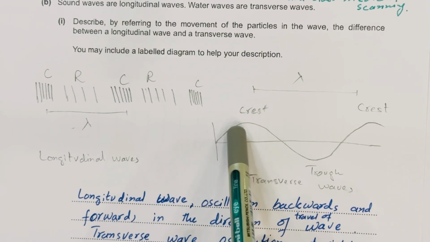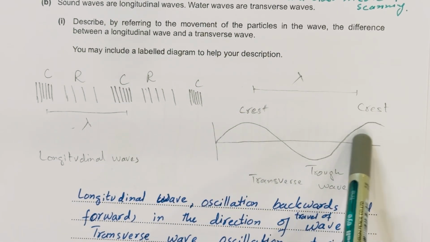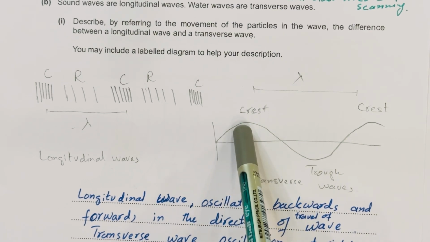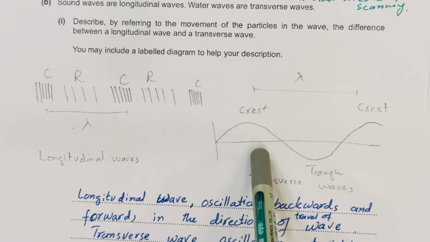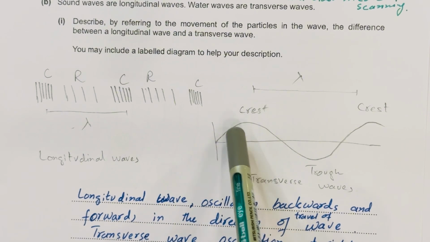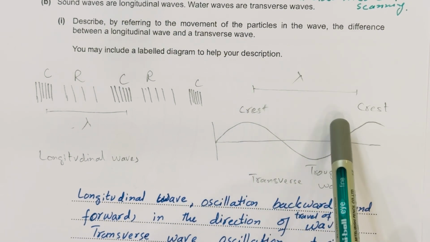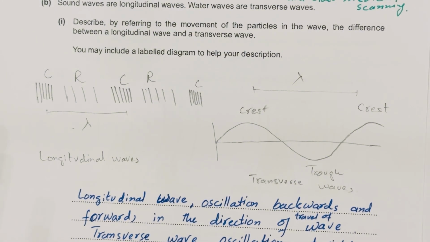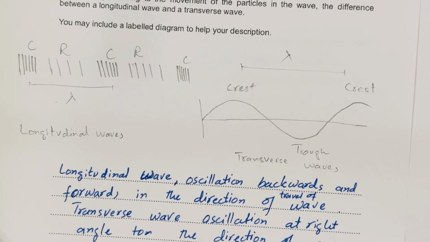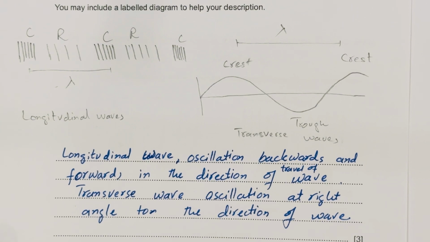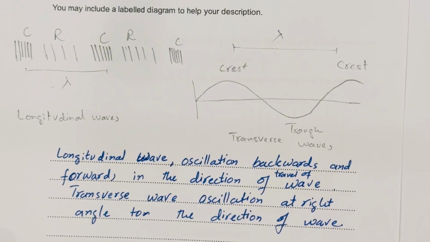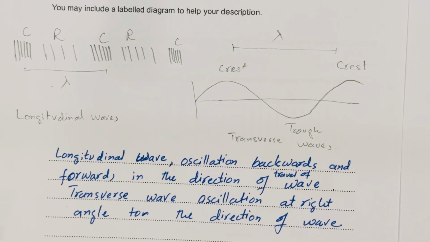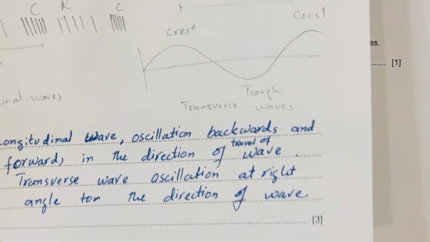And for transverse waves, they form crest and trough. Crest is the highest point from the mean position, trough is the lowest point from the mean position, and the distance between them is called amplitude. Between two consecutive crests, it is called lambda, that is equal to wavelength. So now you can define longitudinal waves: oscillation backward and forward in the direction of travel of the wave. Transverse waves: oscillation at right angle to the direction of the wave. So you can write that.